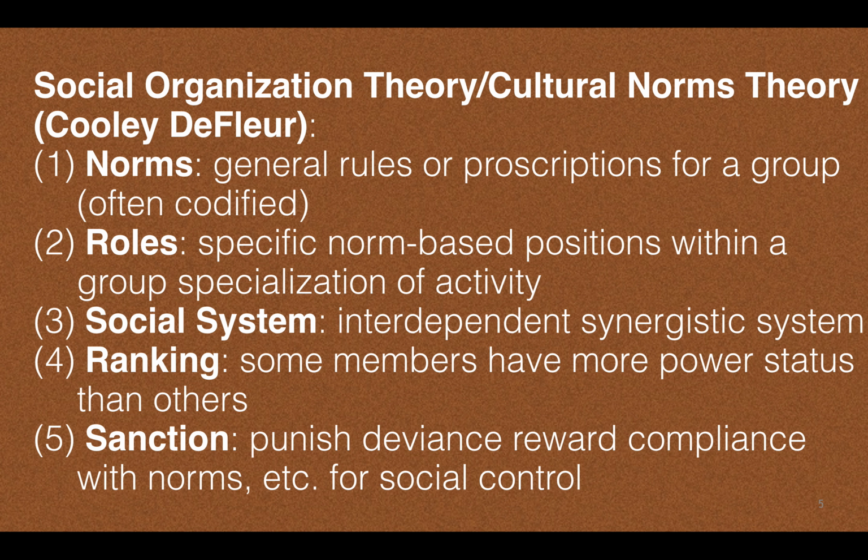Here's some ideas from Cooley and DeFleur about social organization theory and cultural norms theory. There are norms, which are general rules or prescriptions for a group. They're often codified. There are roles, specific norm-based positions within a group's specialization of activity. Three, social system. It's an interdependent, synergistic system, ranking. Some members have more power and status than others. Finally, sanctions punish deviance and reward compliance with norms, etc.